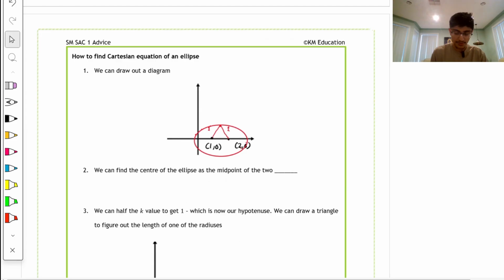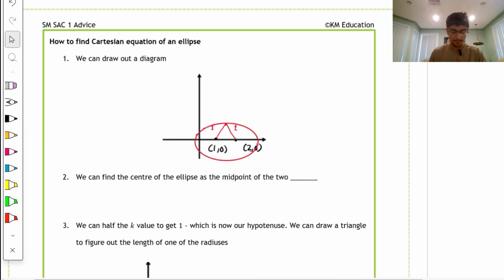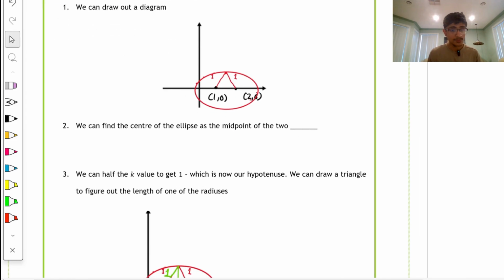So I've drawn out my 2 foci of (1, 0) and (2, 0). After this, I can find the center of the ellipse, which is the midpoint of the 2 foci. So the midpoint of 1 and 2 is just 3 over 2. So I can say (3/2, 0) is my center.